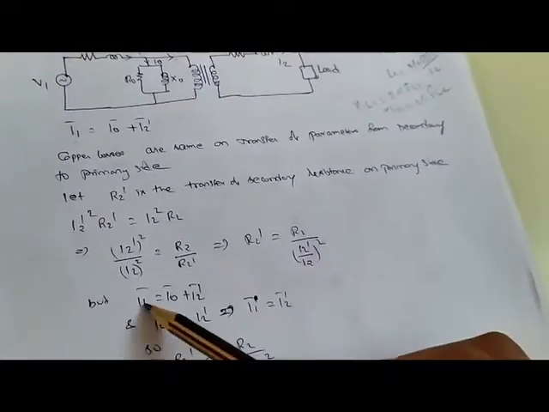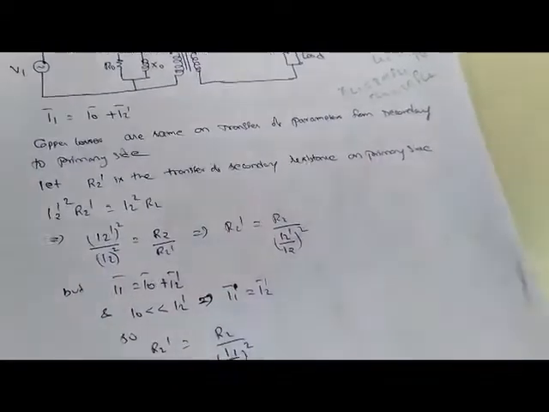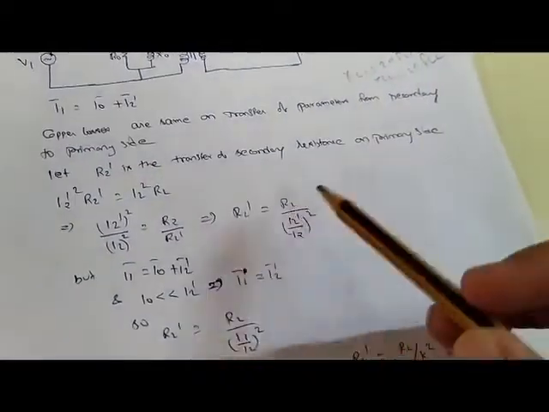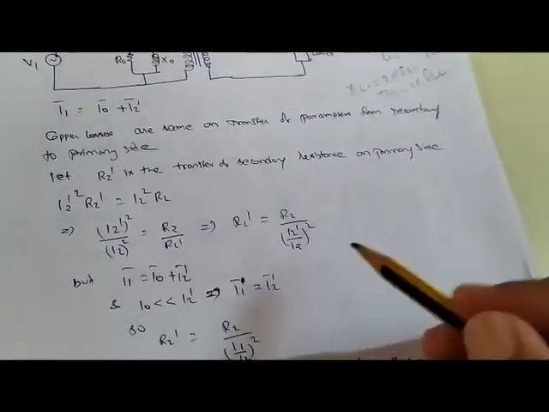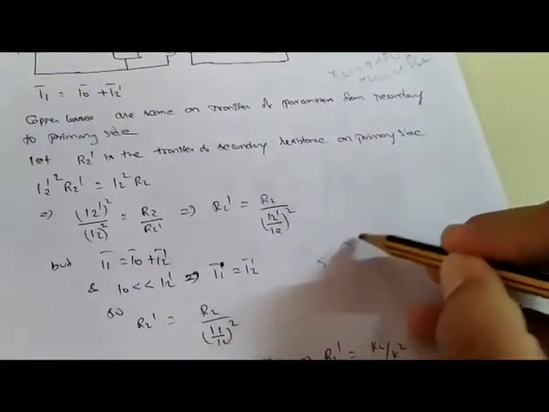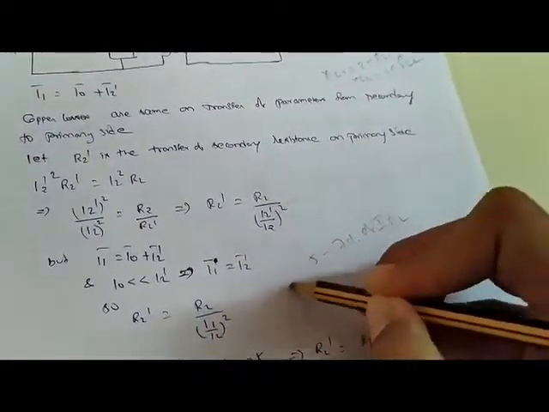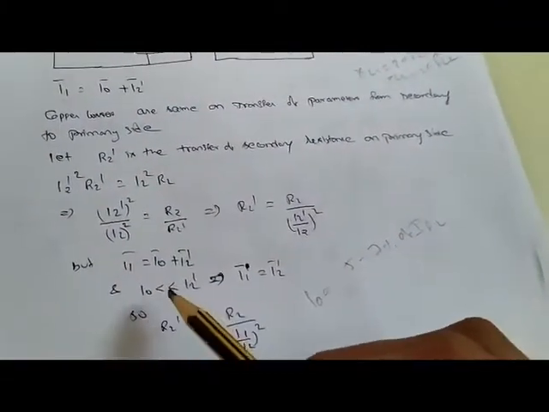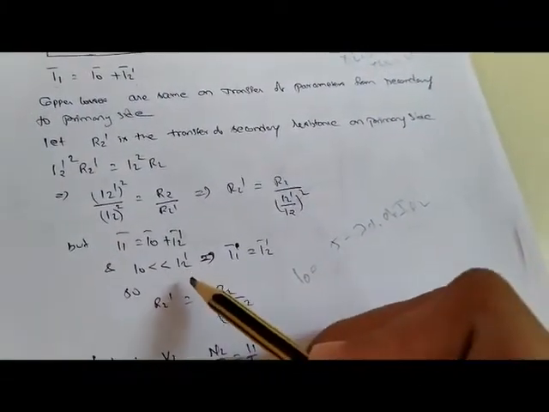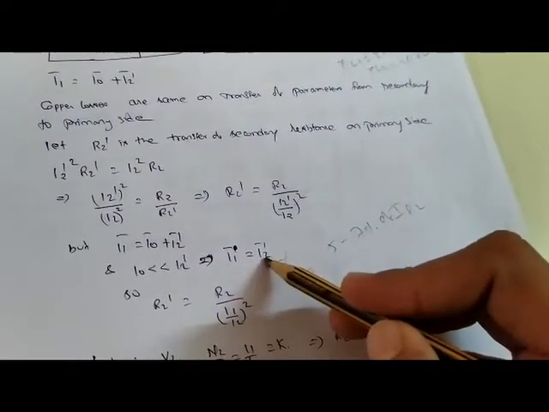But what is I1? I0 plus I2 dash. I0 is very much less compared to I2 dash. This is almost 5 to 7% of the full load current. So the I0 value is 5 to 7% of full load current, so we can neglect this one. So I1 is approximately equal to I2 dash.